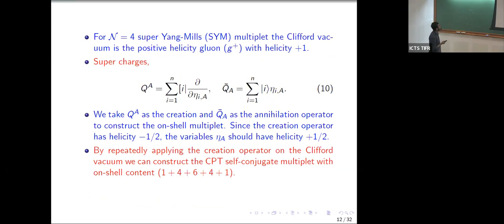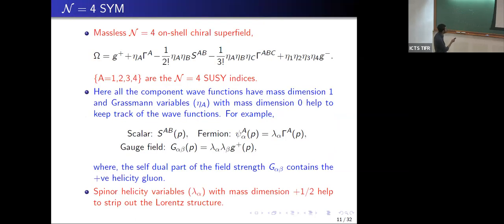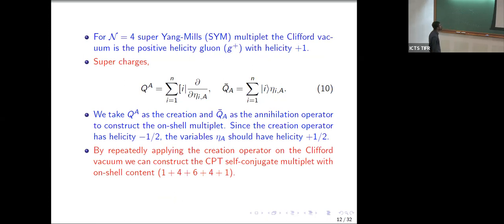Yes, so for the N equals 4 super Yang-Mills multiplet, the Clifford vacuum is the positive helicity gluon, as I have shown that G plus is the Clifford vacuum, and this also satisfies, for N equals 4 massless super Yang-Mills, self-CPT self-conjugacy. To define the on-shell supercharges, we define Q_A and Q-bar_A in terms of these eta variables and the spinor helicity variables, meaning angle and square brackets, and we take Q_A as the creation and Q-bar_A as the annihilation operator to construct the on-shell multiplet. Since the creation operator has helicity minus half, from this definition we can see that eta has helicity plus half.